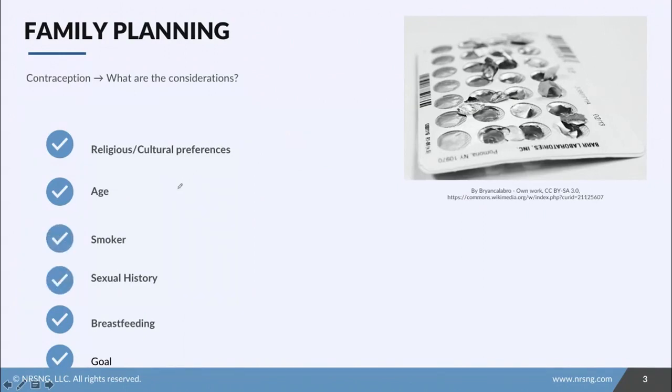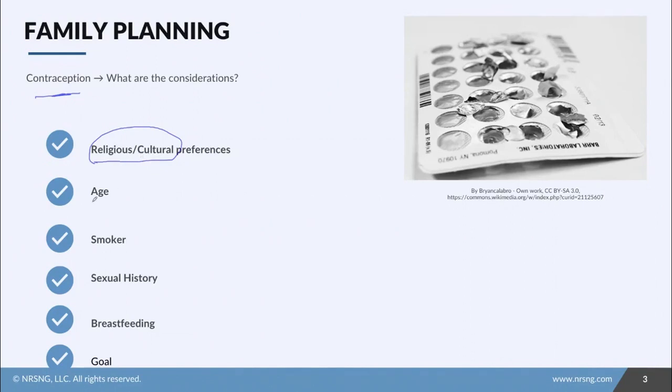So let's first talk about that patient that wants contraception. This is the patient that is trying to not get pregnant. So what are the considerations we need to take into account? There's several. One of the first things we need to consider is if they have any religious or cultural preferences. Because if they don't believe in taking the pill, for instance, then we need to find out what's going to be effective for them.